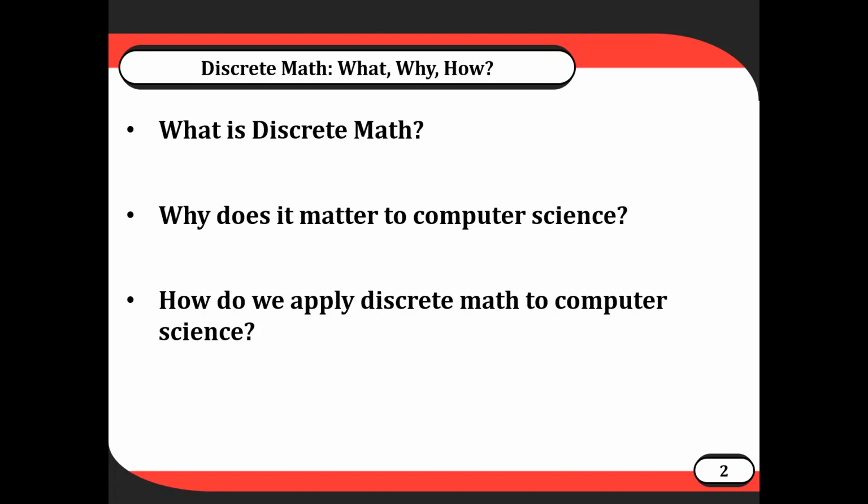So what is discrete math? We'll talk a little bit about what that means. What's the difference between discrete math and, say, regular math, or what is special about discrete math? Why does it matter to computer science? We're going to see that computers are machines that work on discrete data. So we'll talk about what discrete data is and why computers are these machines that operate on it. And how do we apply discrete math to computer science? That is, how do we solve problems using computers and using discrete math.